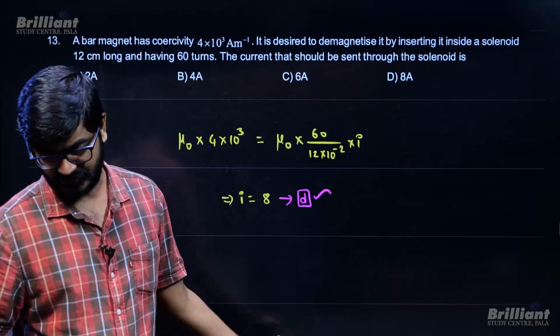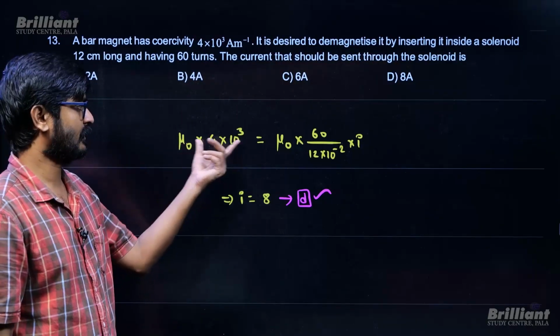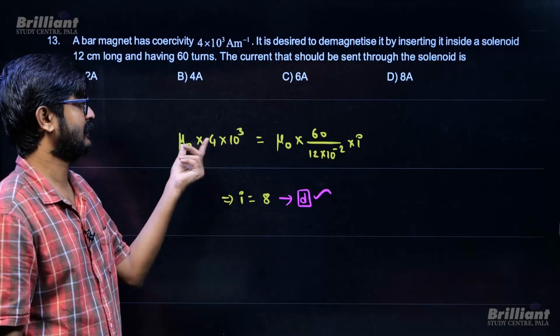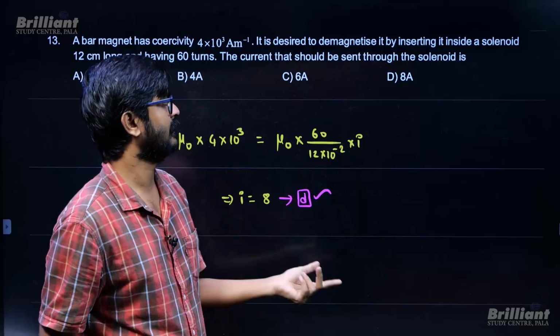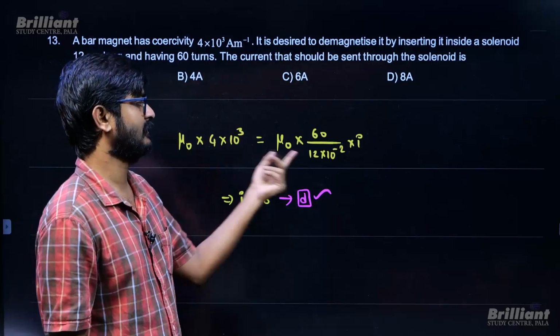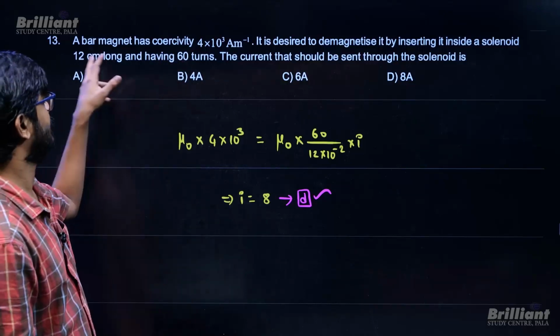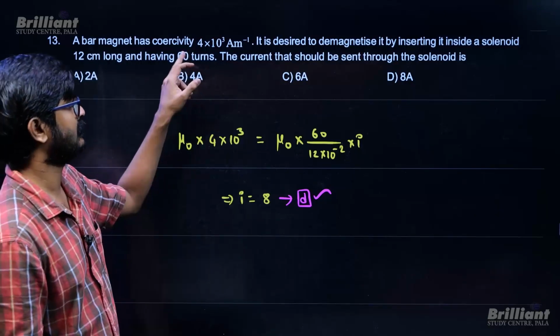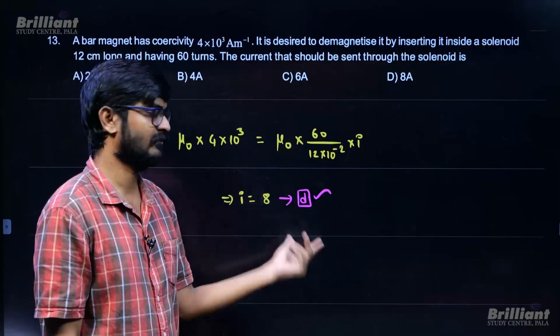So the current that should be sent through the solenoid. Basically, they have given mu naught into Ni in the question itself, right? So you just have to equate it to N into I. You need to create Ni as this much value. So N is the number of turns per unit length, into I. Per this much length, these are the number of turns. So number of turns by the length. So N into I is this thing. So I value will be 8.